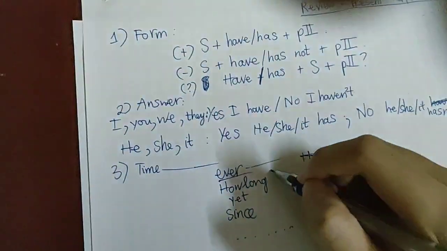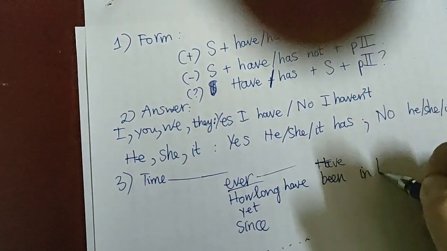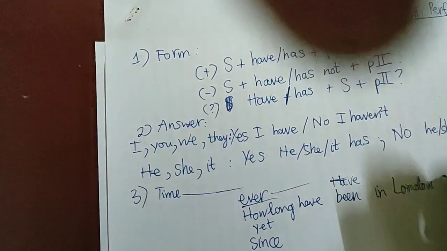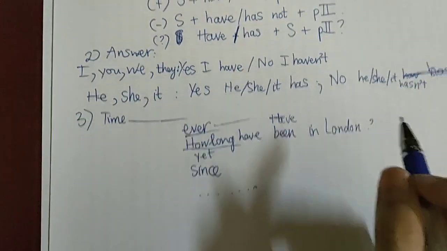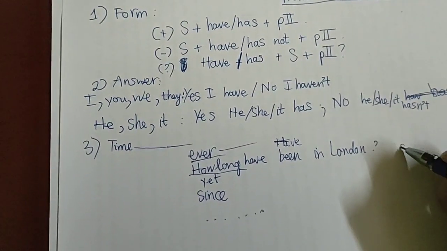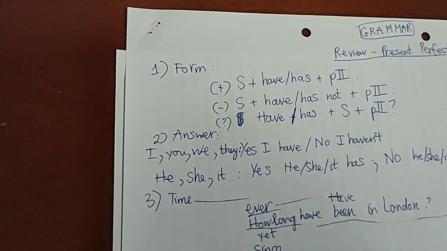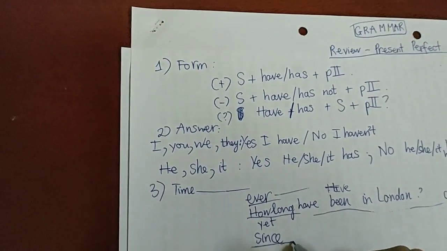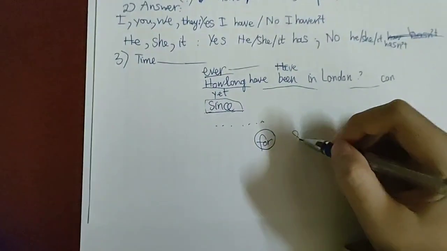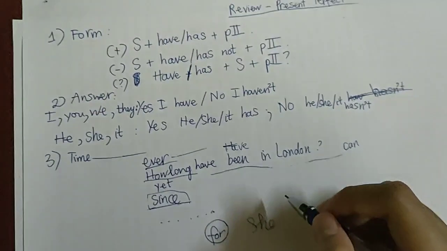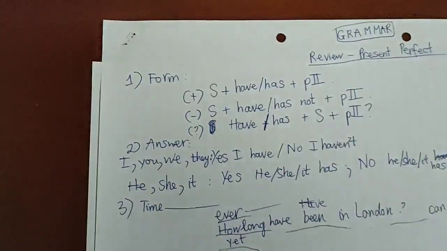How long have, for example, how long? How long have you been in London? Then, how long have you been? Suddenly, you can still live in London, so you ask how long. And since, for, you know that she lives there, because she can be still here. She can be still here.